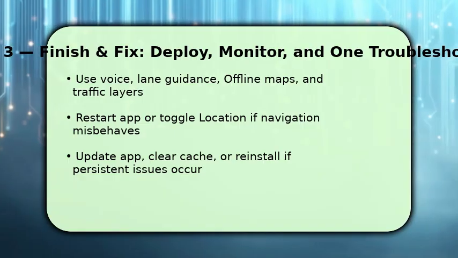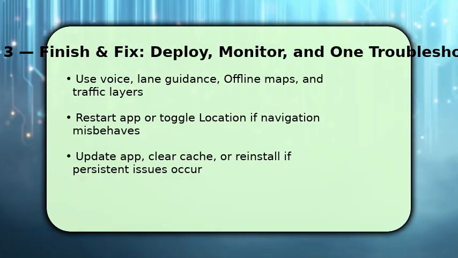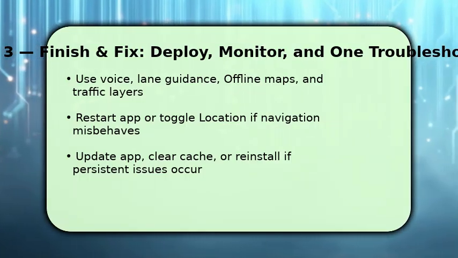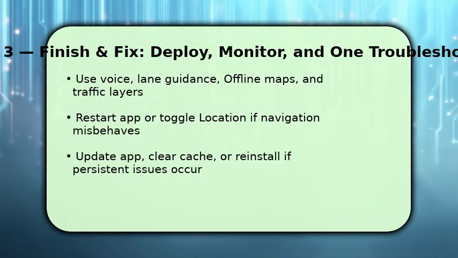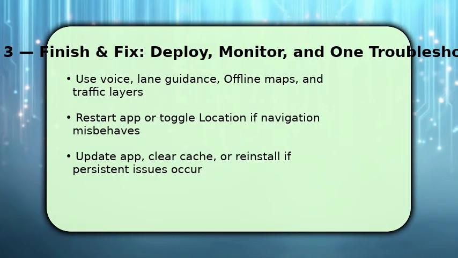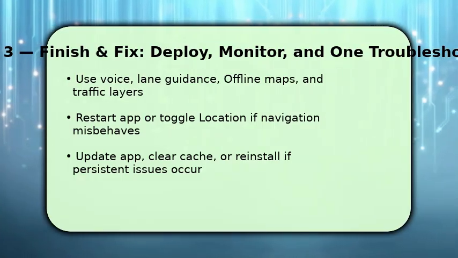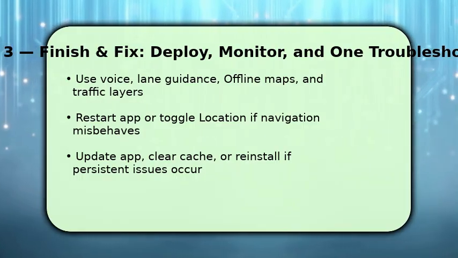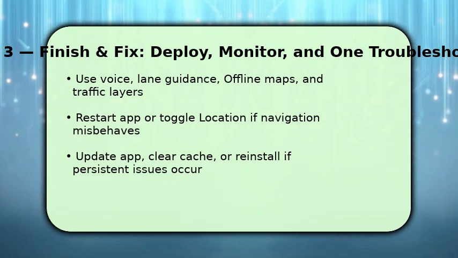If navigation stutters or location drifts, make sure location is set to While Using App. Then try closing and reopening Maps or toggling location off and on. This often resets GPS. If problems persist, update or reinstall Google Maps to clear corrupted data. Doing these steps normally resolves persistent issues and restores accurate routing.